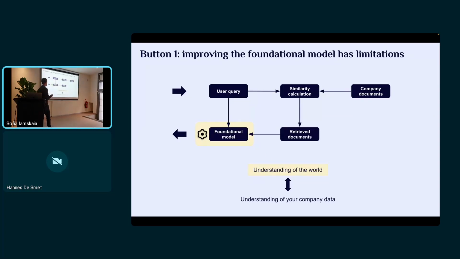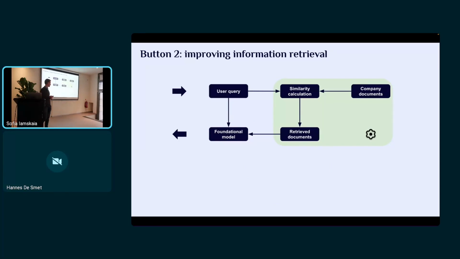And what I want to stress is the understanding of the world, of all the data that's publicly available, and create a contrast between that and the company data and the understanding of the company data, because these are two different things. Improving the foundational model helps improve understanding of the world. Now, how can we improve understanding of our company documents? Well, if we are going to look at the green box.